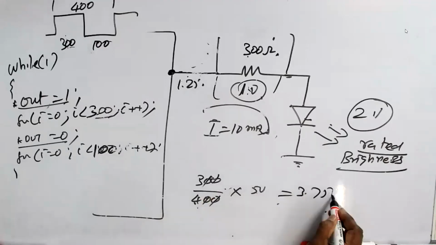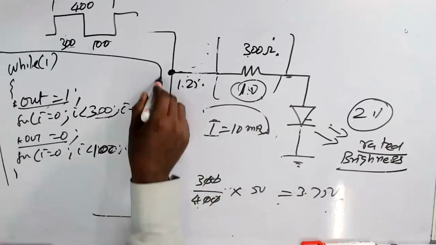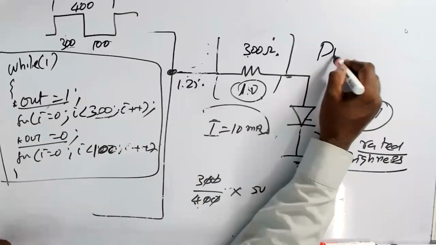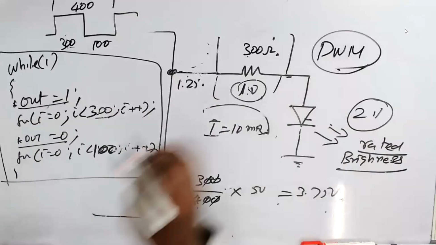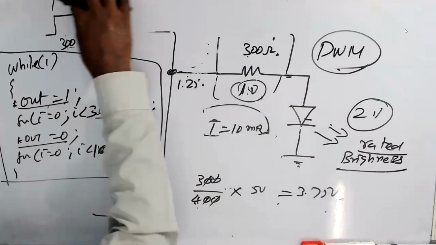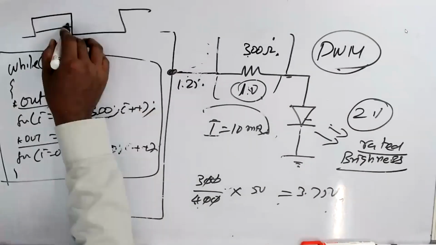You should practice this calculation at your home. If you don't practice this calculation at home, you don't get it. I told you yesterday itself, watch these videos. That is what I'm trying to say. You write software to control the voltage. That is the advantage of PWM. By changing the duty cycle of the waveform, you'll be able to change the time.